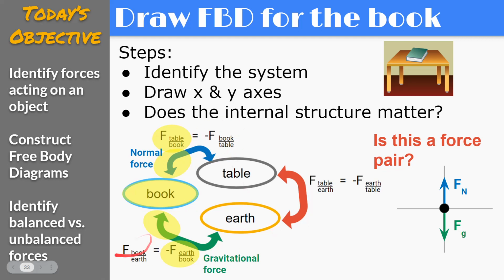Neither does this one. The book pulls up on the earth. That's the other half of the gravitational force pair here. But it doesn't show up in my free body diagram because this force is acting on the earth, just like this one was acting on the table. So you're not going to see force pairs in a free body diagram. And Fn and Fg, even if they are equal and opposite, they are not a force pair. Oftentimes they are equal and opposite, still not a force pair.